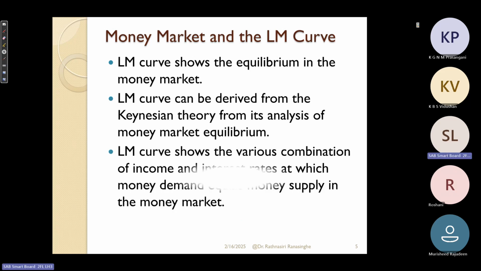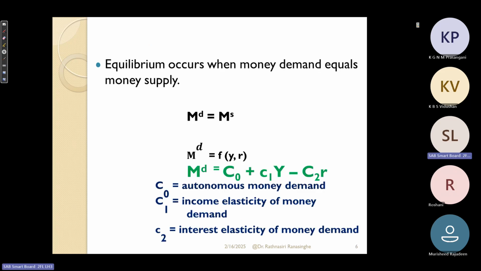The LM curve represents various combinations of income and interest rate at which money demand equals money supply. Each point on the LM curve represents money market equilibrium. We know that money demand equals money supply at the equilibrium point. We discussed these things, right? Money demand depends on the income and the interest rate.